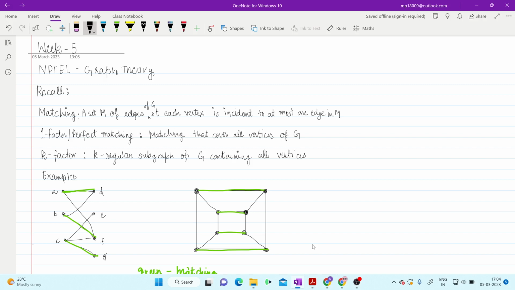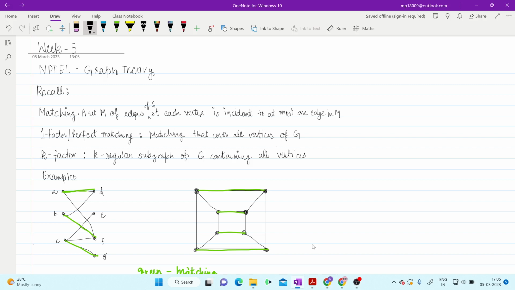A matching is basically a set M of edges of G. So we have a simple graph, some graph G. A matching is a set of edges such that each vertex is adjacent to at most one edge in that matching set. And a perfect matching is a matching that covers all vertices of G.